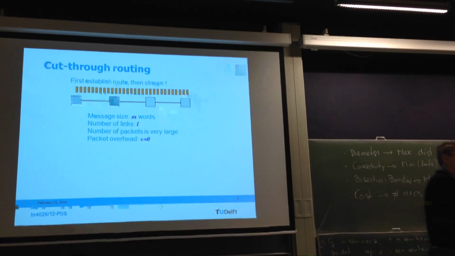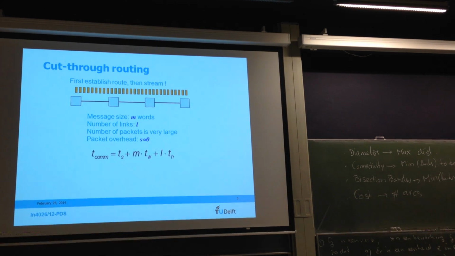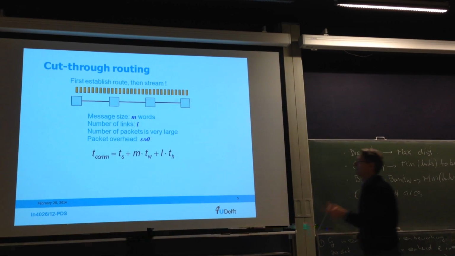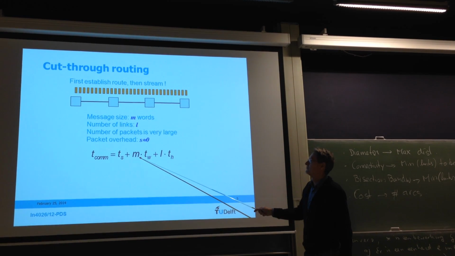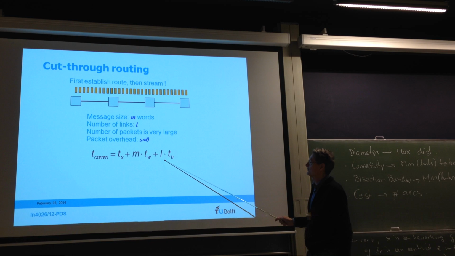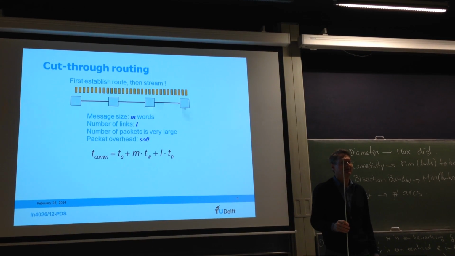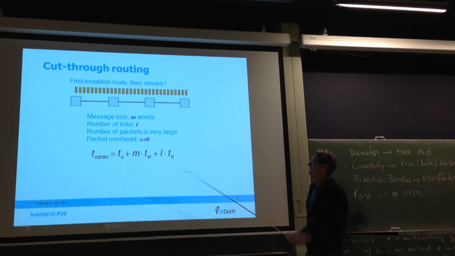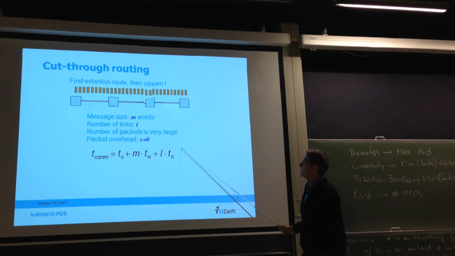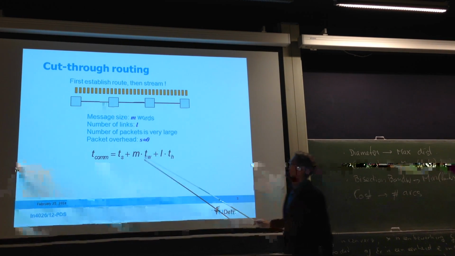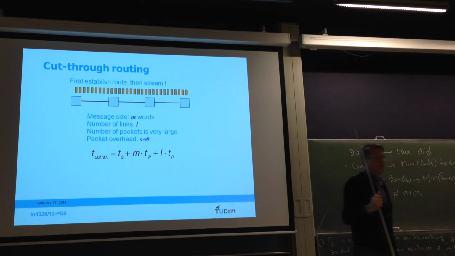So let's call it cut-through routing. And what we get for our formula then is that, essentially, the communication time is the startup time plus the time to transfer a word plus the hop time per number of links. And this is really different. Apart from this overhead, it is as if I have a direct connection between the 2 points.